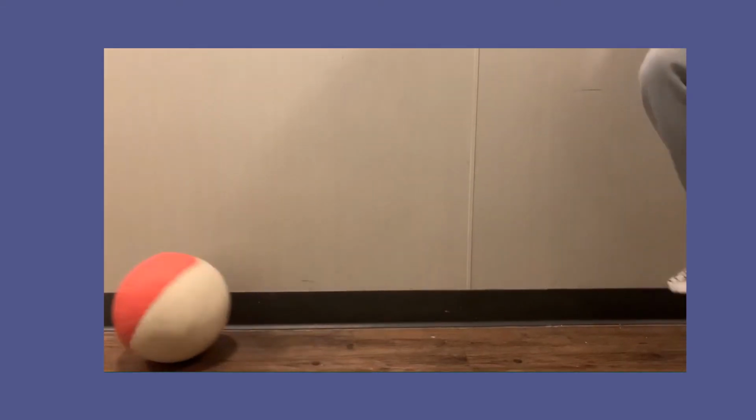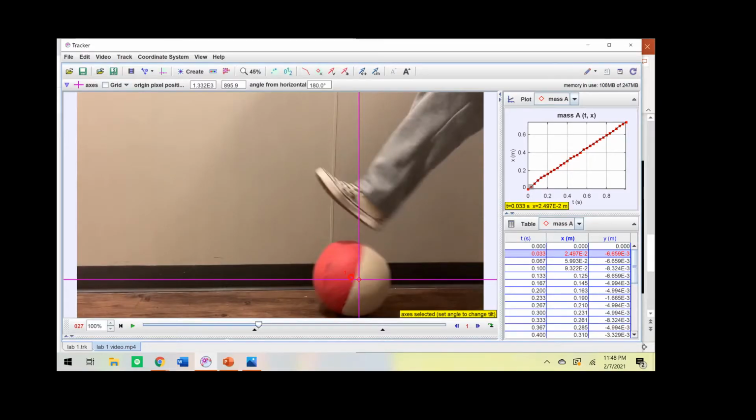This is a video that I took of the ball rolling. And then this is the analysis using Tracker, which shows the position versus time graph and the position versus time chart.